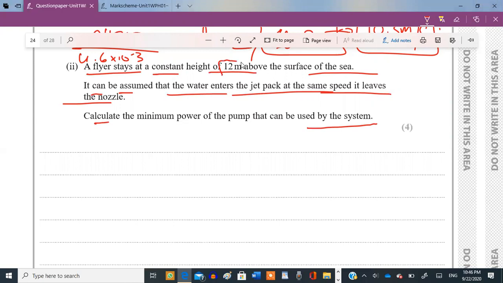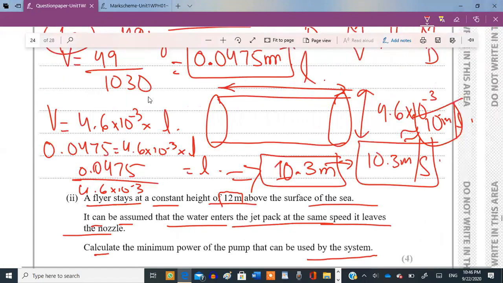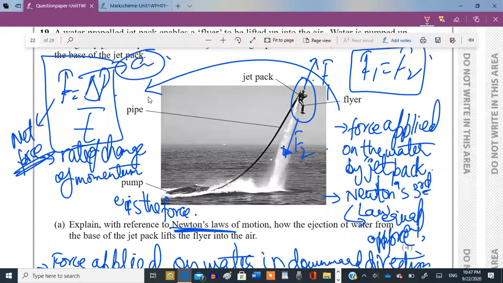It told us that the height is 12 meters above the surface of the sea, and it can be assumed that water enters the jet pack at the same speed it leaves the nozzle. Okay. Flyer, where is the flyer? Here he is. He stays at a height of 12 meters, as it told us in the question.